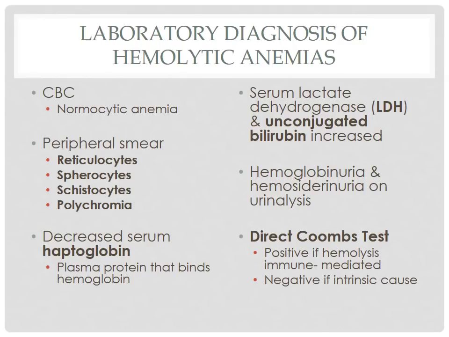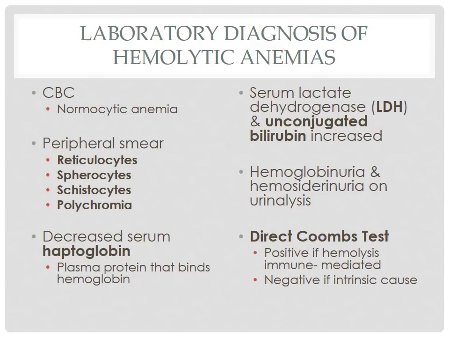Remember that this is a plasma protein that binds hemoglobin. So as red blood cells are being hemolyzed or broken up, they release hemoglobin, and the hemoglobin is bound by the haptoglobin. So as there's more hemolysis, the haptoglobin drops because it's binding hemoglobin. You'll also see increased serum lactate dehydrogenase because there's lysis of cells, and unconjugated bilirubin will also be increased due to the lysis of cells. Remember that if you're seeing unconjugated bilirubin, you also are likely to see jaundice.